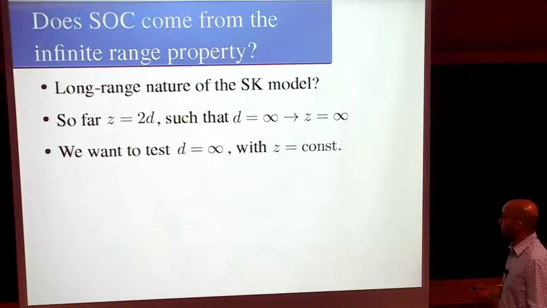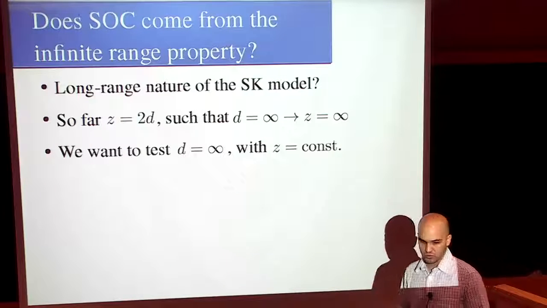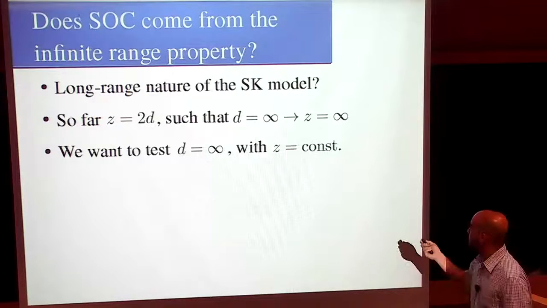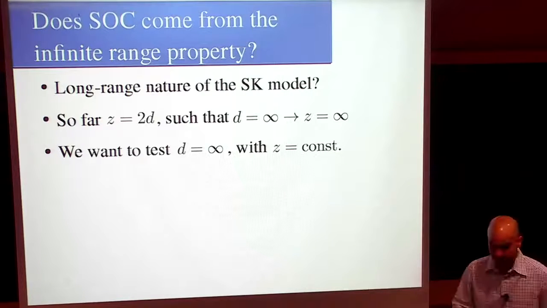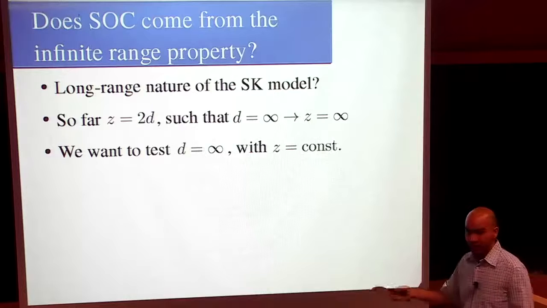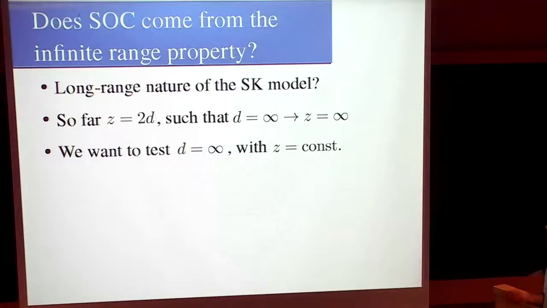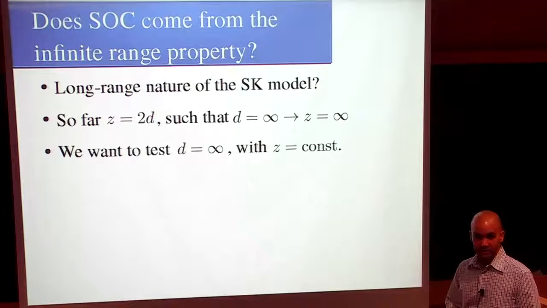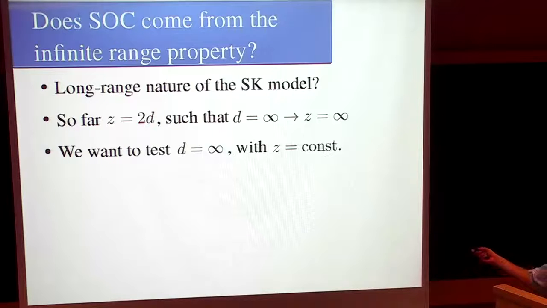So far we wanted to understand which properties of the SK model drive this system to display self-organized criticality. Is it the long-range nature of the SK model, as previously said, or is it the diverging number of neighbors? So far, the coordination number of the system was directly coupled to the dimensionality, such that when we made the extrapolation to infinity, the coordination number also went to infinity.